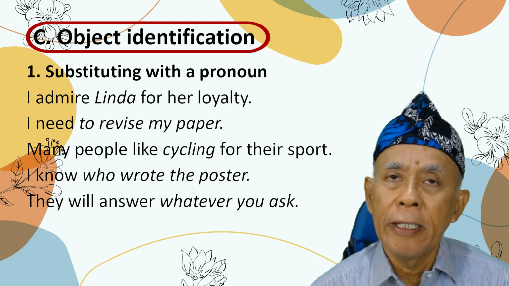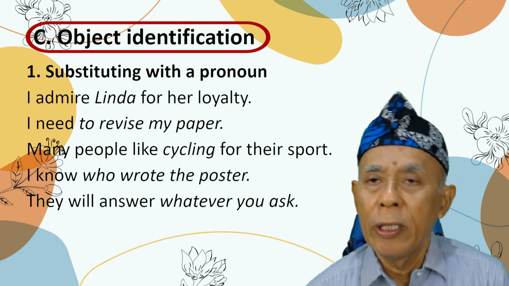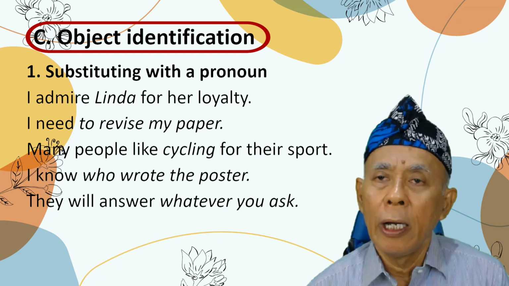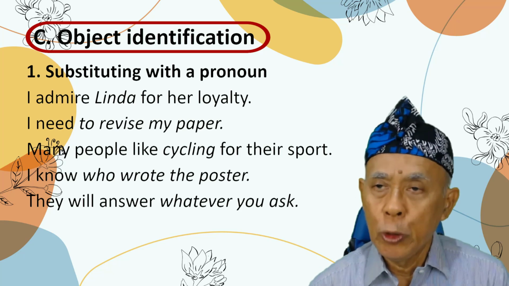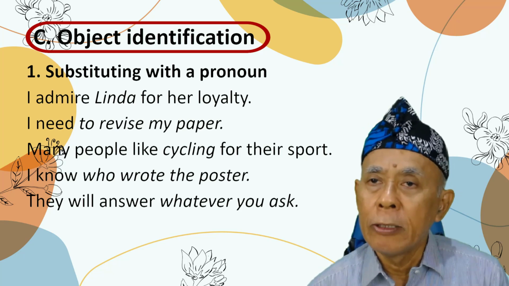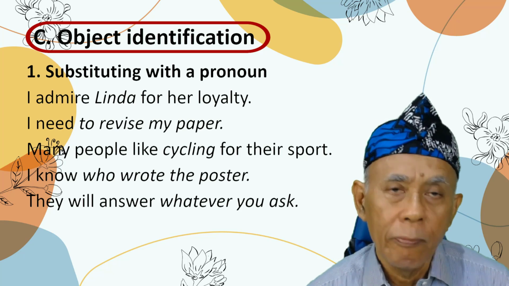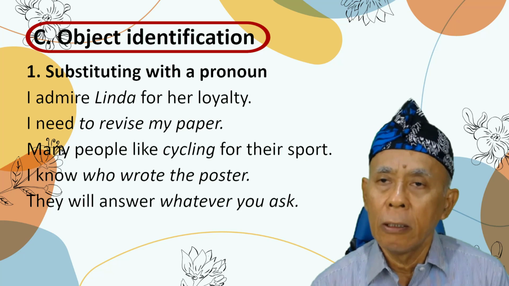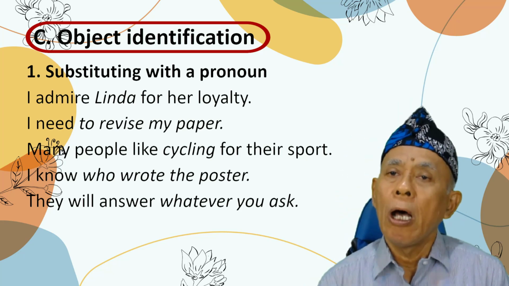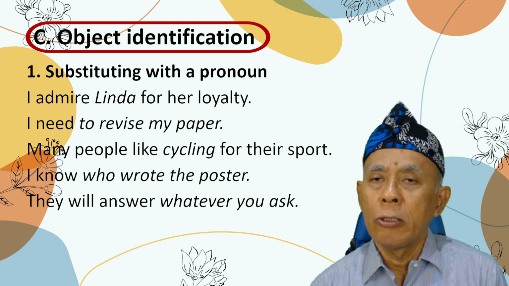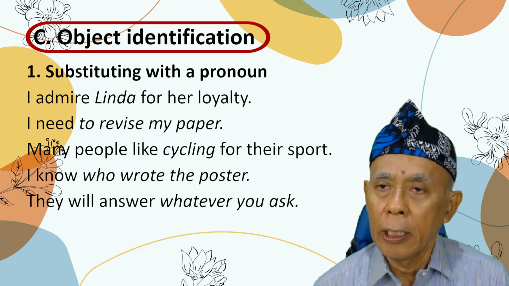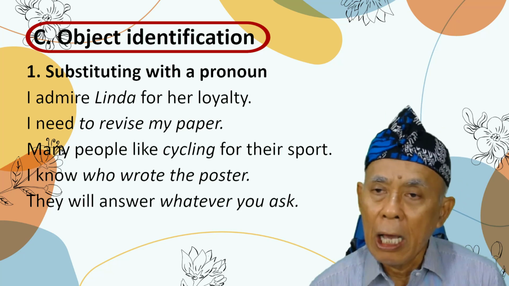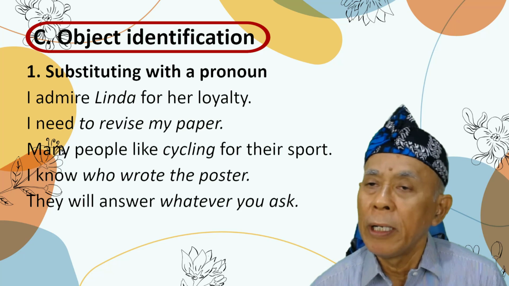The first way to identify whether a phrase or a noun is the object in a sentence or not is by substituting the noun, the phrase, or the sentence element with a pronoun. If we can substitute the noun, the noun phrase, or the clause with a pronoun, then the noun, the phrase, or the clause is an object. I admire Linda for her loyalty. Linda here is a noun, and we can substitute Linda with the pronoun her.